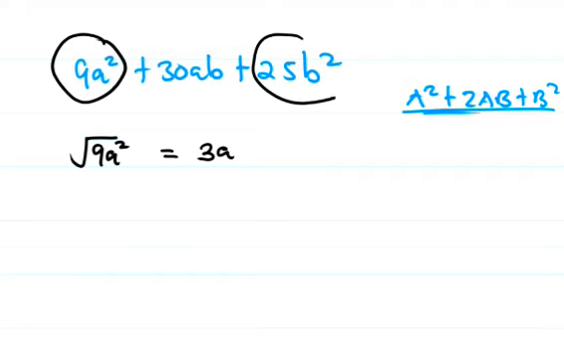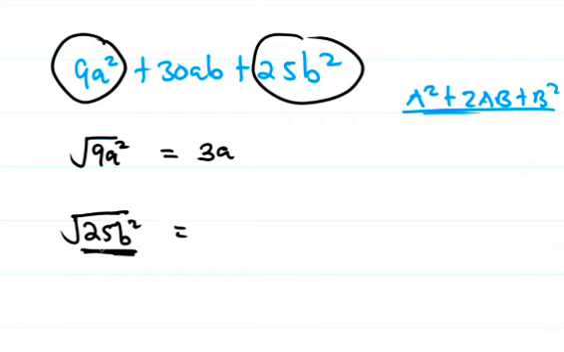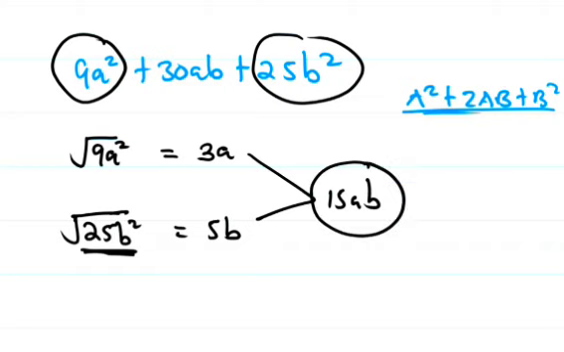And the square root of 25b square is 5b. Then 15ab is half of this middle term. So they would remain here. It's a perfect square expression.